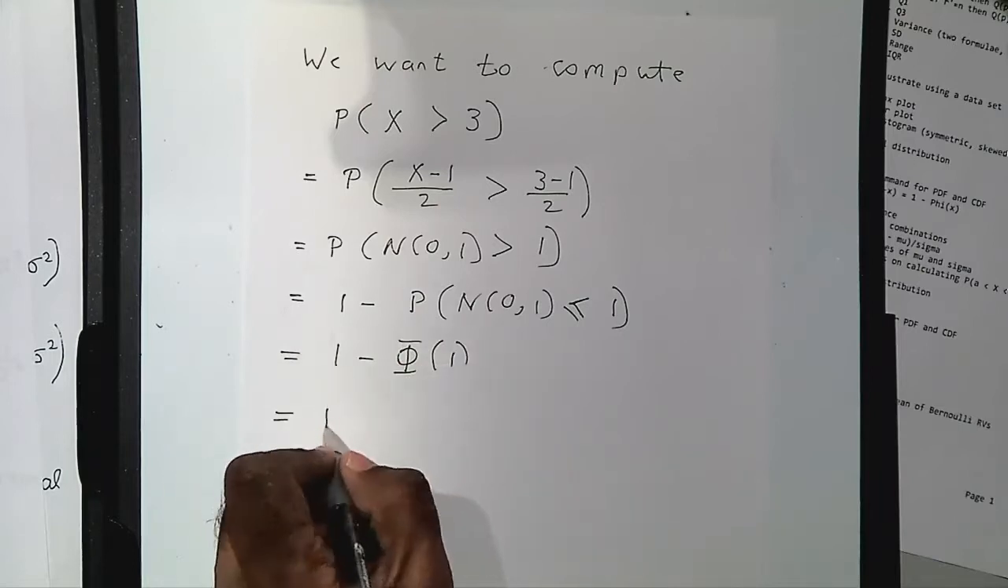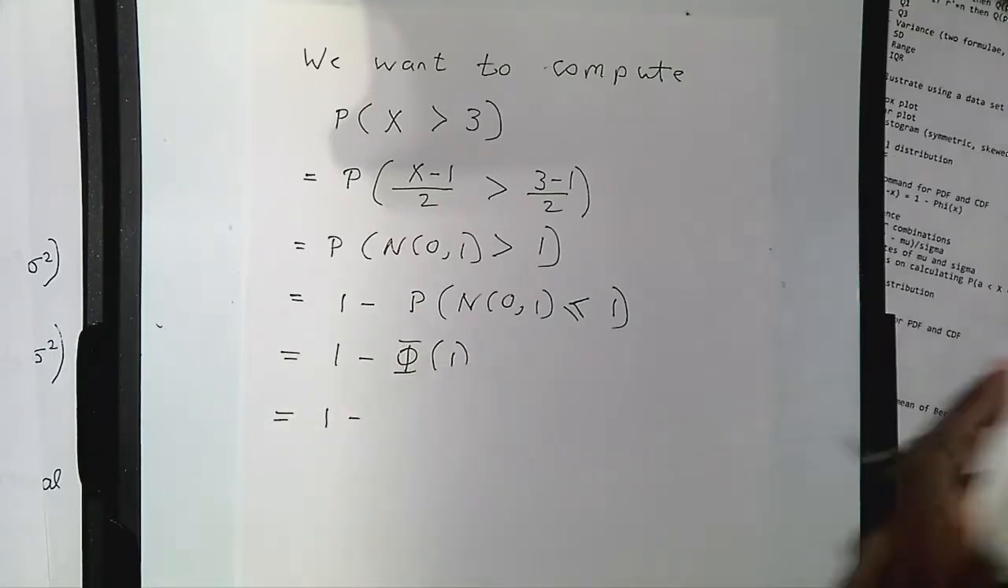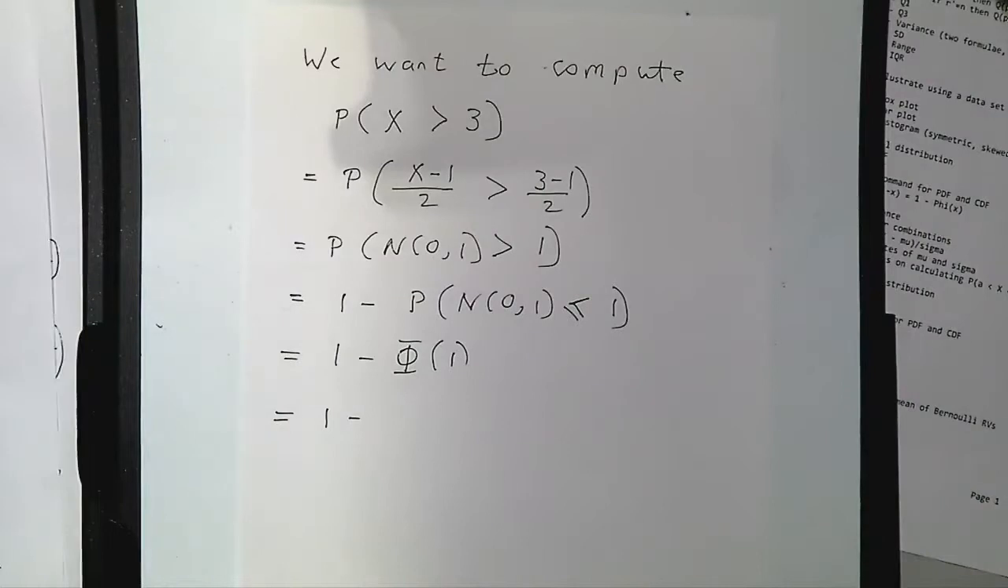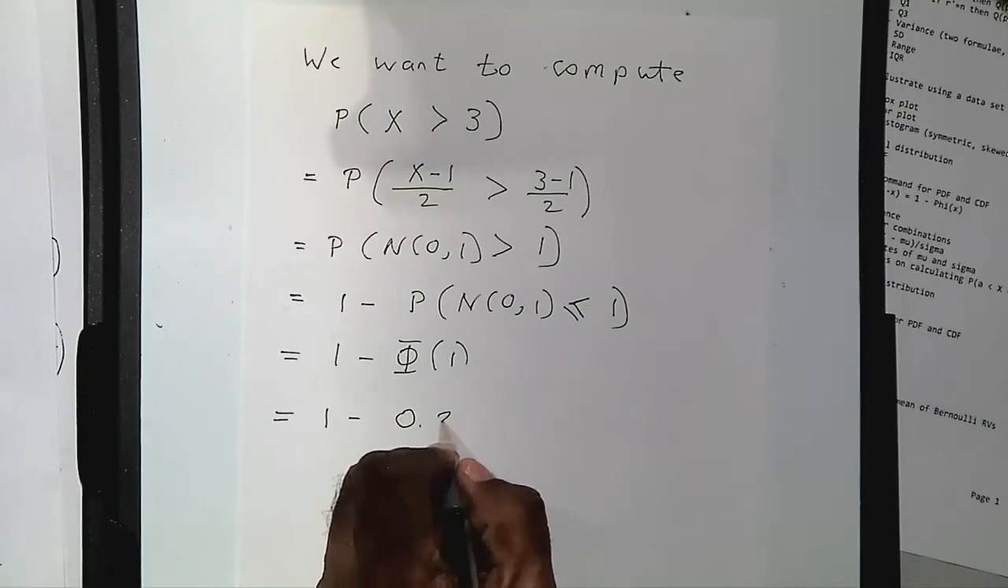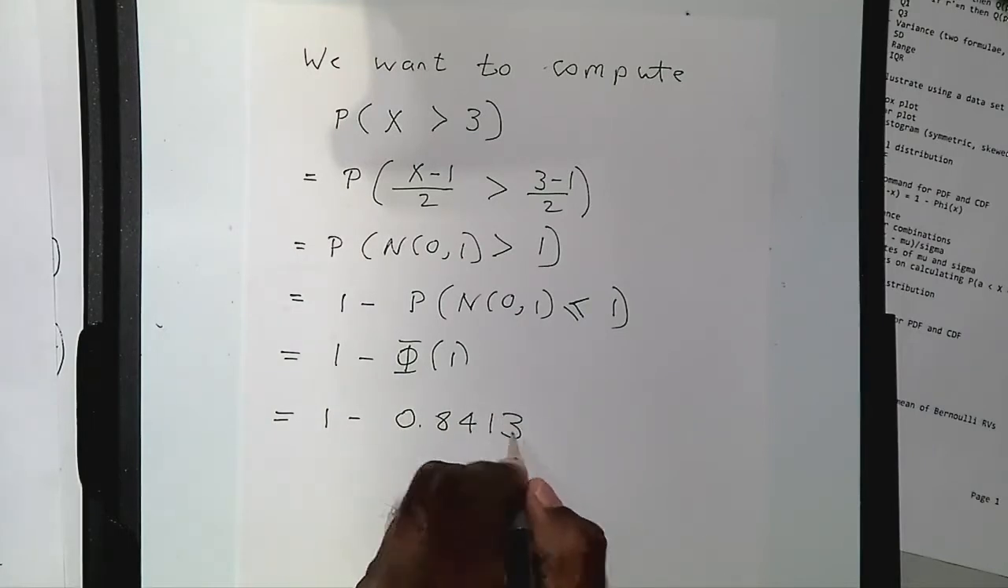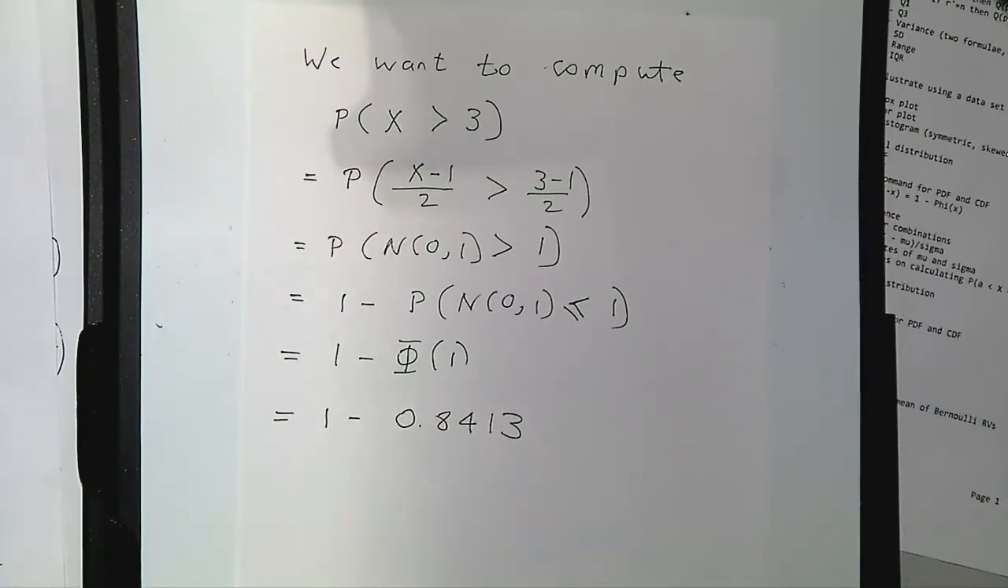Now, if you go back to the table, guys, this is the table. Now, where is 1? This is 1, right? So we want to read 1.0, which is this number here. So this is 1 minus 0.8413. That's the answer. It's easy, guys. All right? Or is it not?